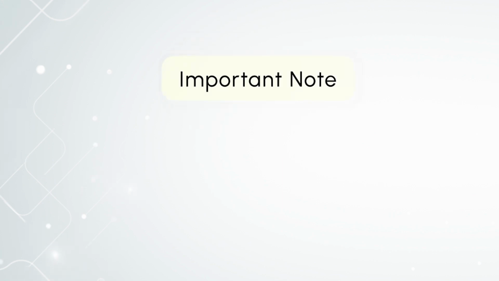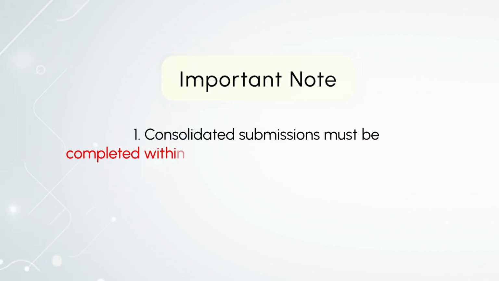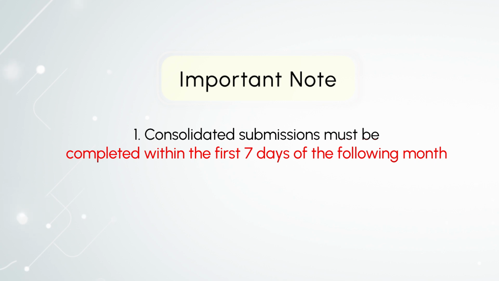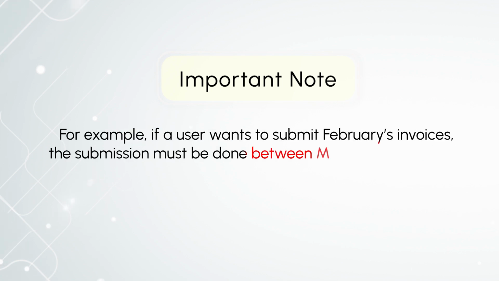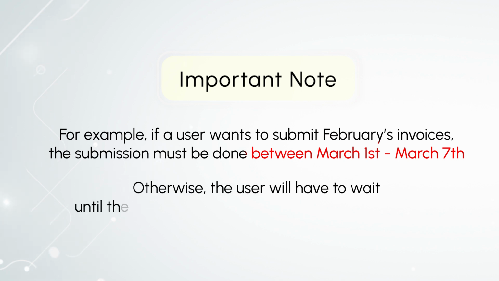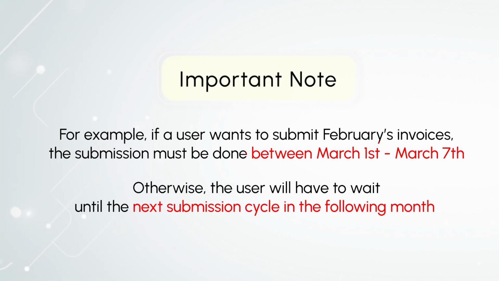Please be aware of the following important details. Number 1. Consolidated submissions must be completed within the first 7 days of the following month. Consolidated e-invoice submission will only be allowed to be canceled within 72 hours. For example, if a user wants to submit February's invoices, the submission must be done between March 1st and March 7. Otherwise, the user will have to wait until the next submission cycle in the following month.